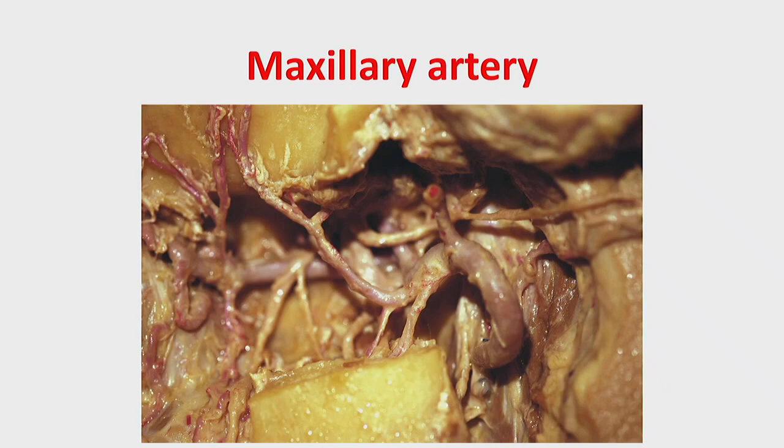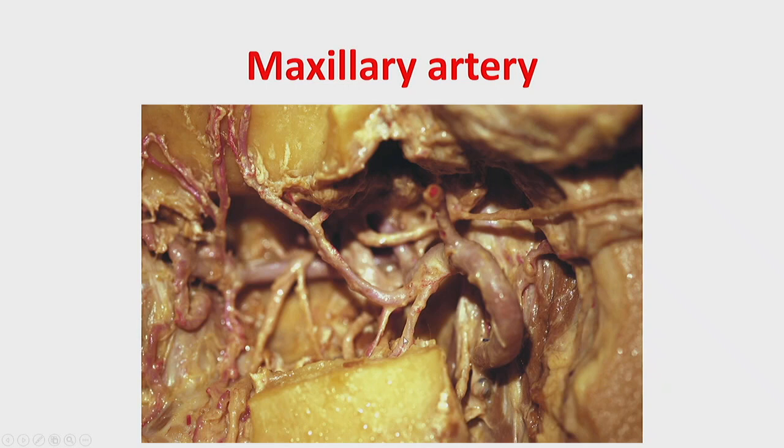This is a very nice picture of the maxillary artery, as you see. You can see the middle meningeal artery passing through this loop of the nerve, and this nerve is the auriculotemporal nerve. We said that whenever you see a loop, it's from the auriculotemporal nerve, which is a branch of the mandibular nerve. And whenever an artery passes through that, it's the middle meningeal artery.